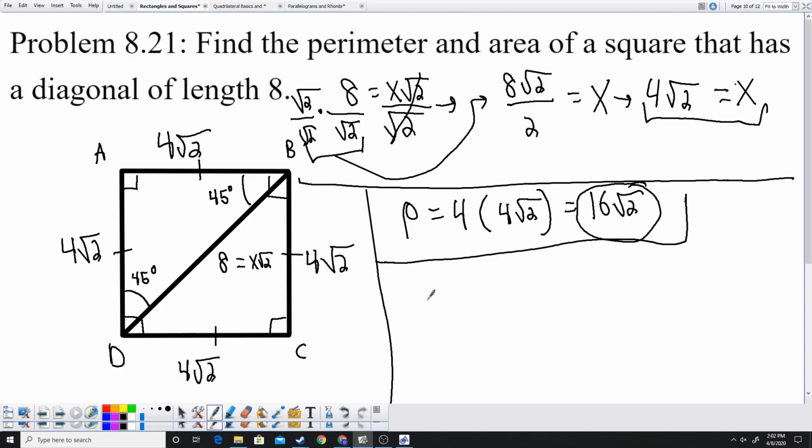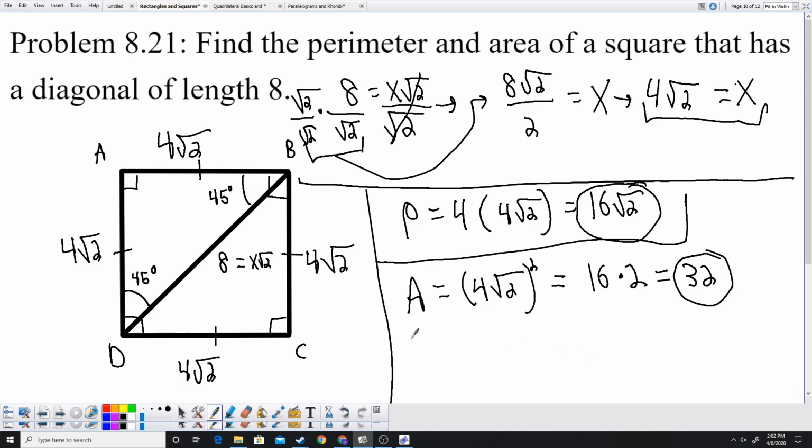Now the area is the side length squared. So what we're going to do is 4 root 2 squared. Well, 4 times 4 is 16. Square root of 2 squared is 2. So we are left with 16 times 2, which is 32. And those are the two answers that we need.